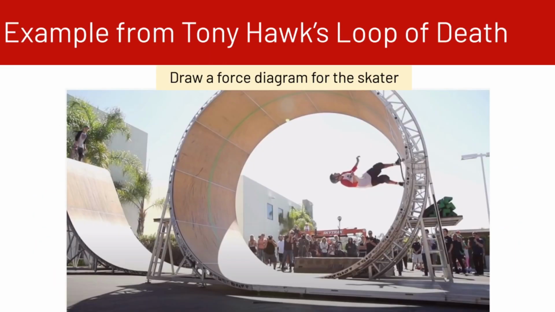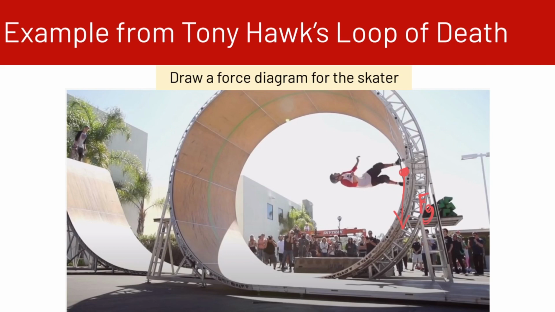Okay, so we watched the video of Tony Hawk's Loop of Death. So now we're going to draw a free body diagram, or a force diagram, for this skater on the Loop of Death. So I'm going to just draw it right here on the skater. So we've got a dot here. Okay, so the first force we have is the force of gravity pulling down on the skater. So we have Fg pulling down on the skater.